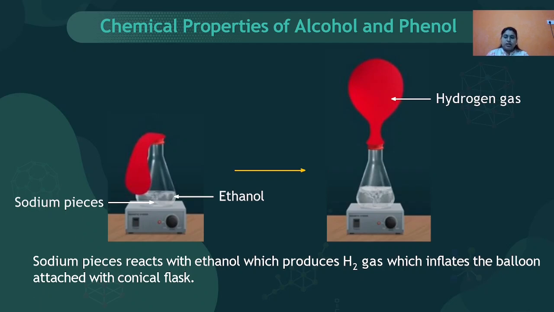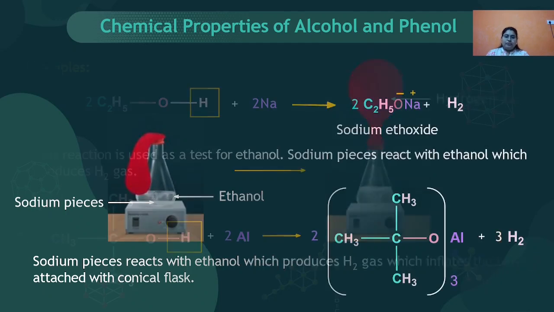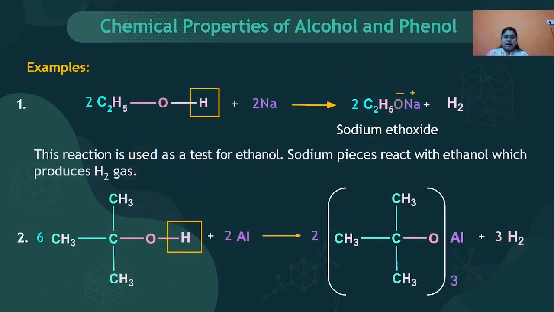When I attach a balloon at the mouth of the conical flask, the hydrogen gas liberated from the mixture fills up the balloon and the balloon starts to rise. From this experiment, we can understand that when sodium pieces react with ethanol, they liberate hydrogen gas. So this is one kind of experiment where we can understand the reaction of alcohols with active metals. There are a few other examples to understand this property.